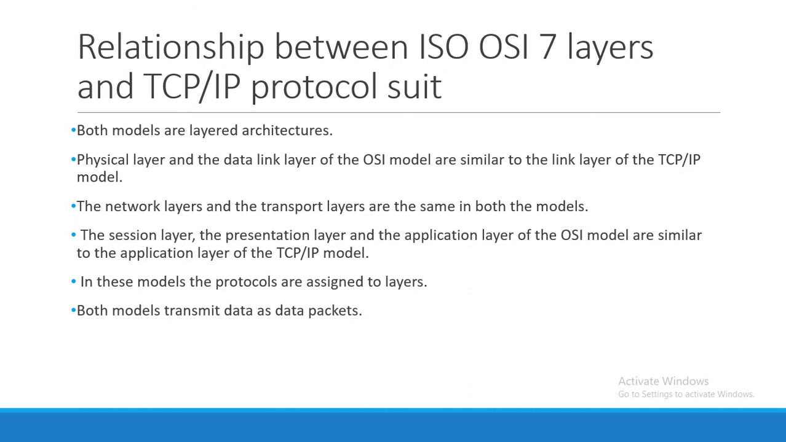The physical layer and data link layer of the OSI model are similar to the link layer of the TCP/IP model. The network layers and the transport layers are the same in both models. The session layer, the presentation layer, and the application layer of the OSI model are similar to the application layer of the TCP/IP model. In these models, the protocols are assigned to layers. Both models transmit data as data packets.